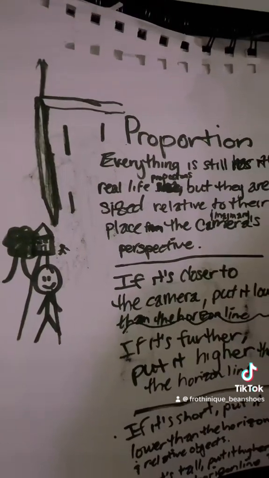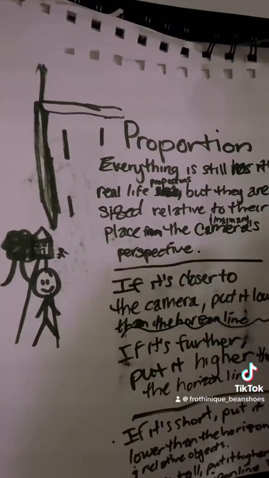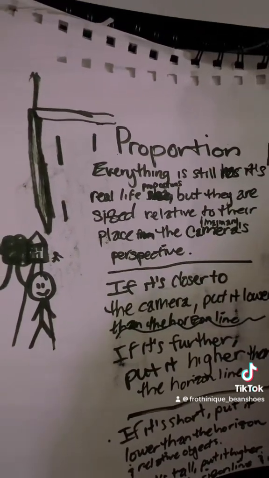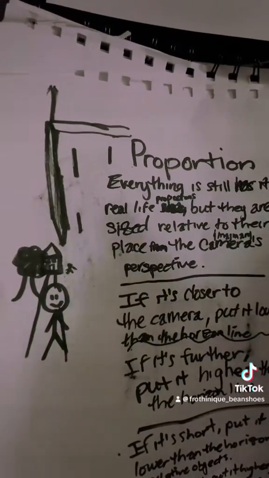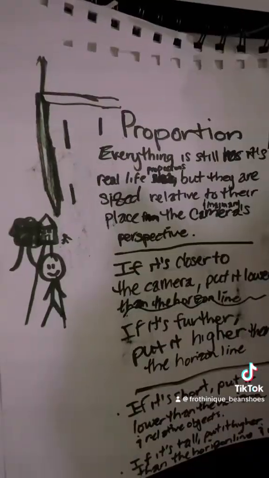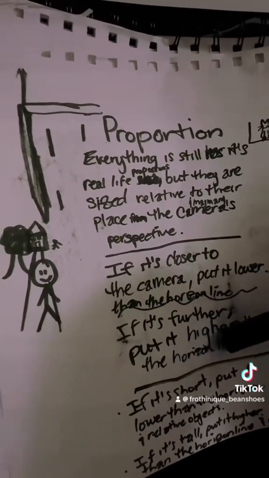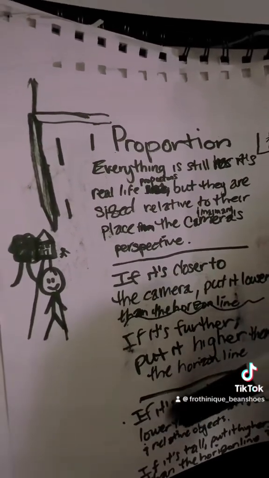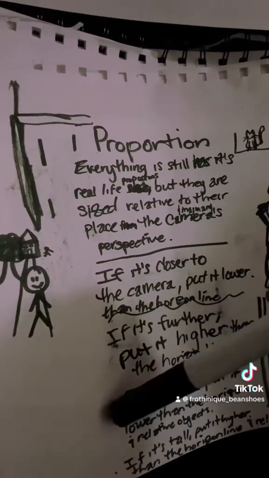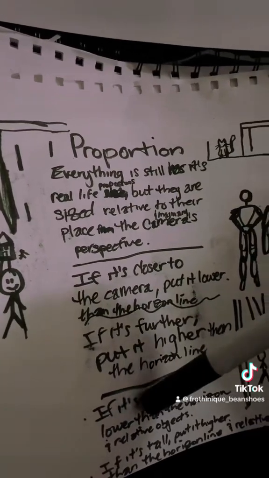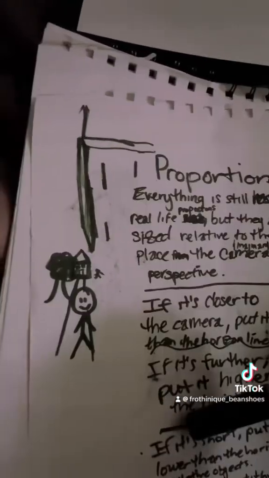If an object is closer to the camera, put it lower than the horizon line. If it is further away from it, put it higher than the horizon line. And if it's a short or shorter object or person, put it lower than the horizon line and the relative objects around it. If it's tall or taller, put it higher than the horizon line and the relative objects around it.